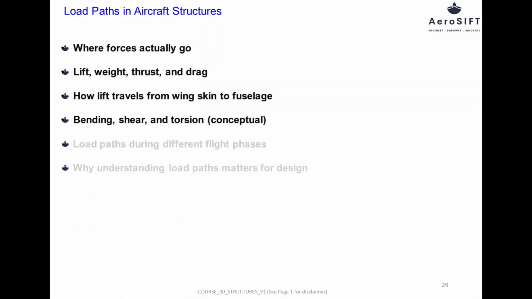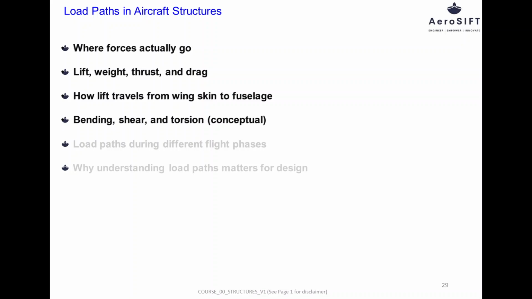As loads travel through the structure, they generate different internal effects. Tensile loads occur when components are pulled or stretched. Lower wing skin and lower spar caps are in tension during normal flight. Fuselage skin and stringers experience tension due to pressurization. Control cables and tie rods primarily carry tensile loads.